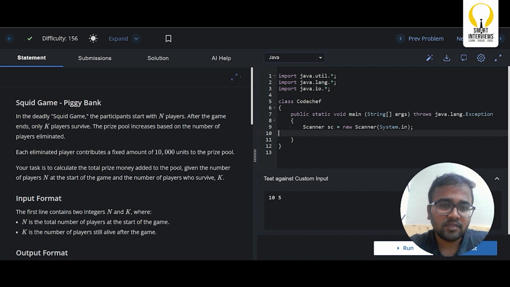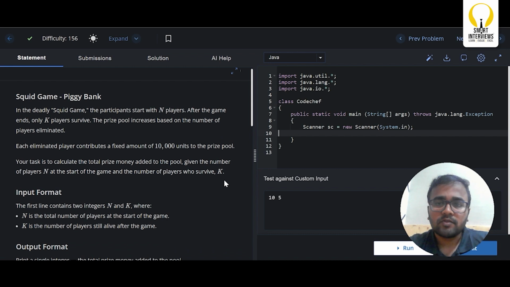The prize pool increases based on the number of players eliminated. Each eliminated player contributes a fixed amount of 10,000 units to the prize pool. Your task is to calculate the total prize money added to the pool given the number of players n at the start of the game and the number of players who survive k. So there are n players, and during the game some people will be eliminated, and at the end k players are remaining. Whenever a player is eliminated, the eliminated player contributes a fixed amount of 10,000 units to the prize pool. So this is the catch here.